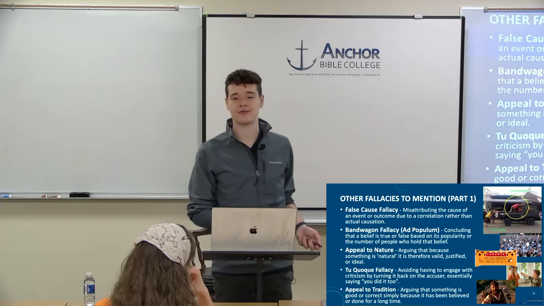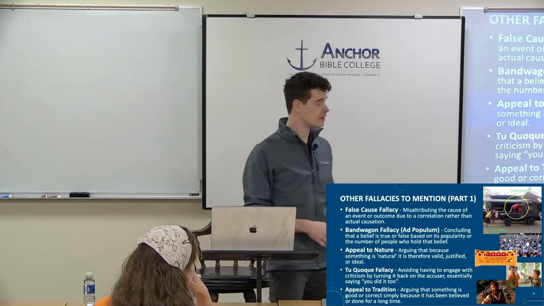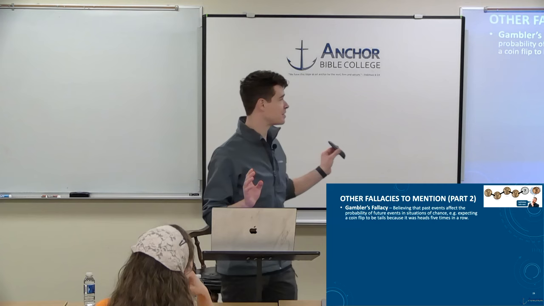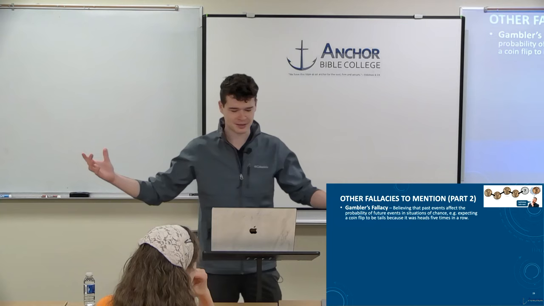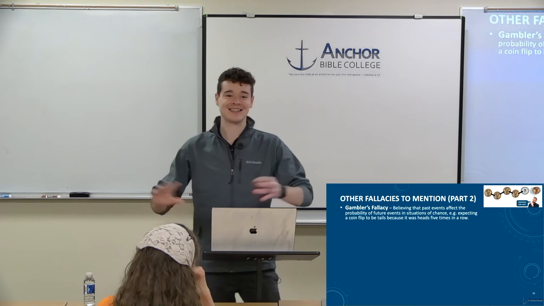All right, a few more interesting ones to go over here. Gambler's fallacy. This you could probably see where it comes from, believing that past events affect the probability of future events in situations of chance, say expecting a coin flip to be tails because it's been heads 5 times in a row. Or maybe it could be because it's been tails 5 times. You could believe it either way, right? Like, it's due, or it's on a streak, right? Like, it doesn't matter, right?